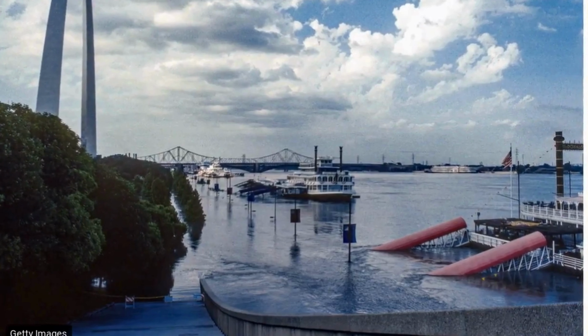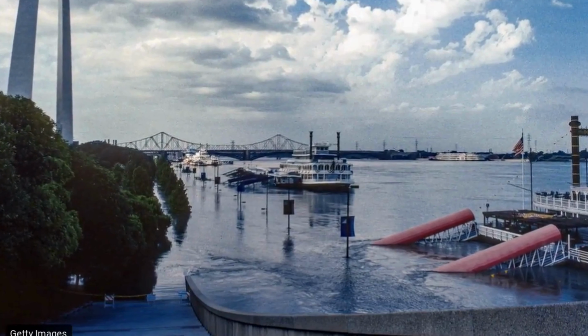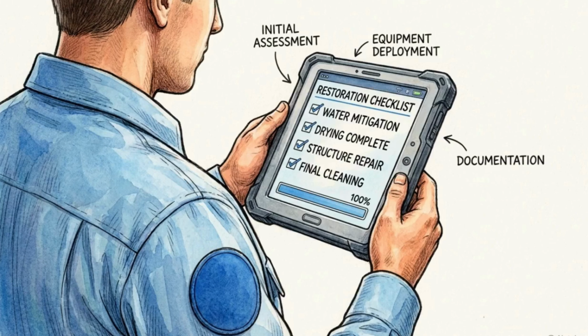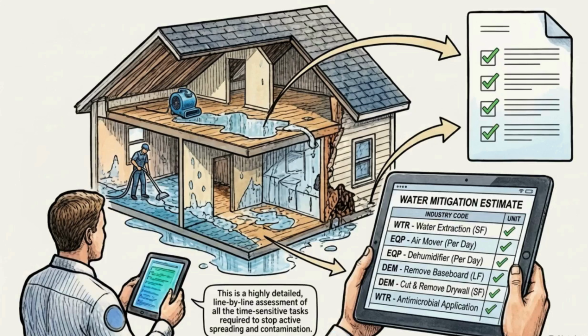Water weakens glue, delaminates flooring, and destroys drywall, meaning you end up paying for costly demolition and reconstruction instead of simple extraction. To prevent this, contractors generate a water damage estimate. This is a highly detailed, line-by-line assessment of all the time-sensitive tasks required to stop active spreading and contamination.